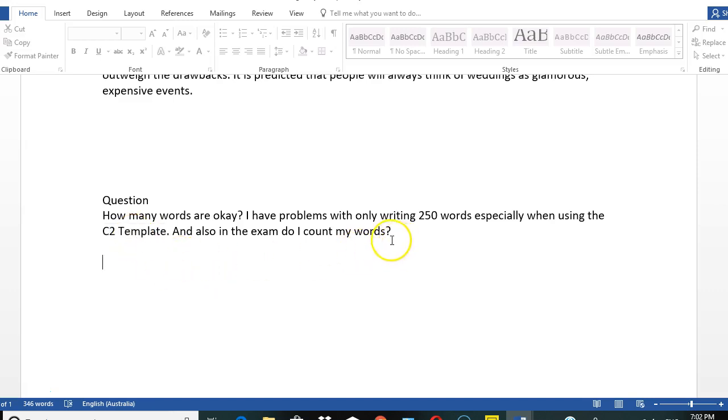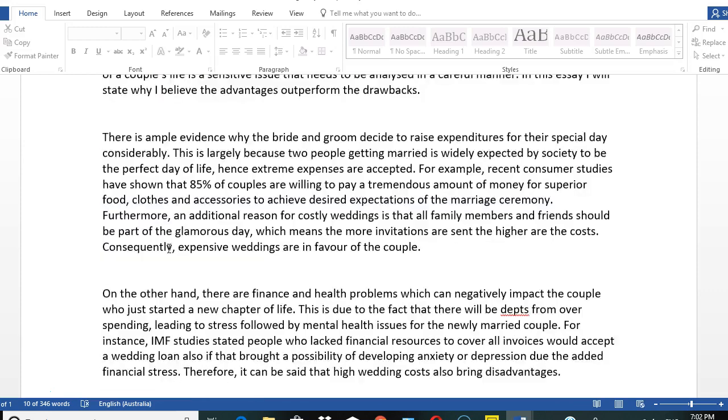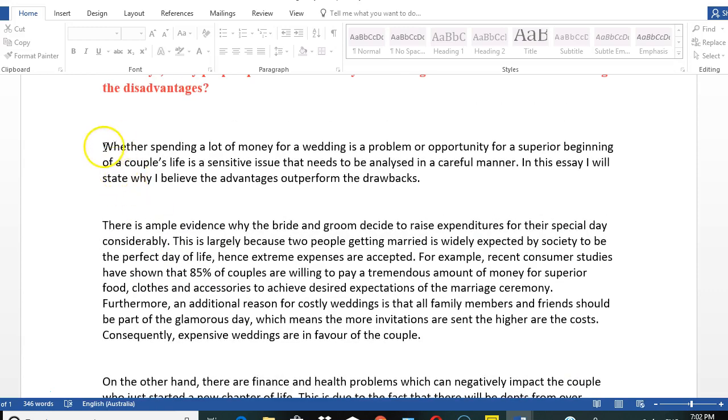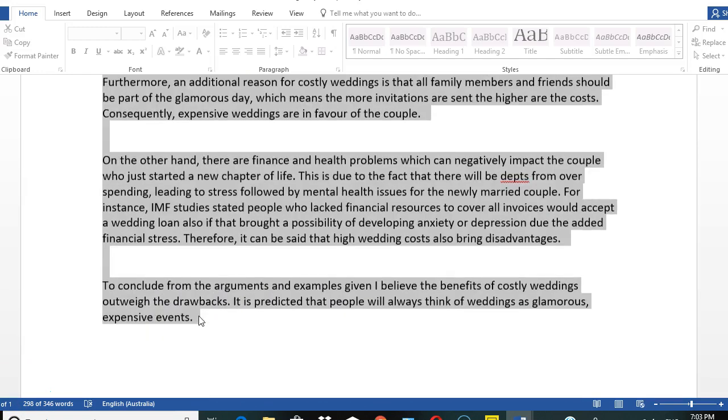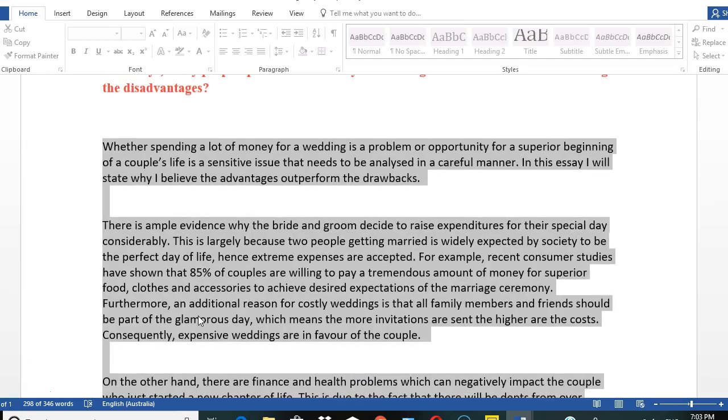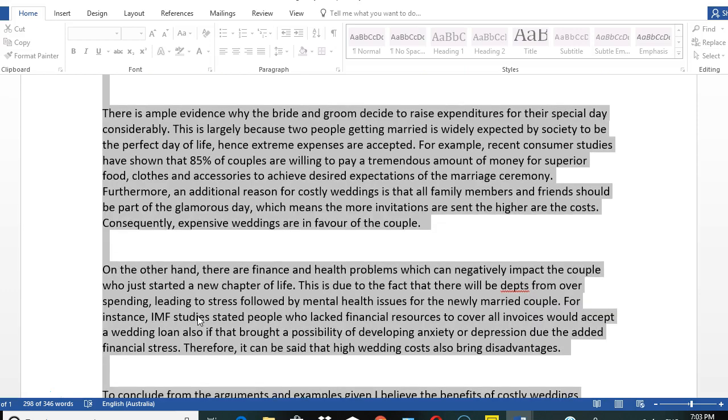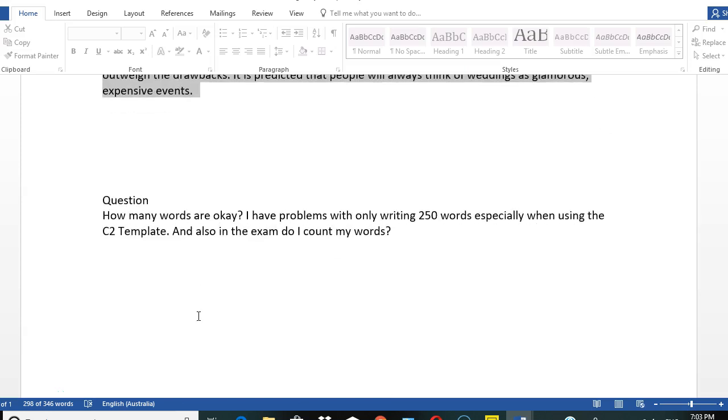How do you count? Do you count your words? Yes and no. It depends. If you're used to a certain volume, let's say, let me count how many words there are here. Here we have 298 words, Microsoft Word is telling me. So this is a very nice size for an essay. So it's up to 300. If you write more than 300, you will be penalized. However, if you write less than 250, you will be penalized as well.